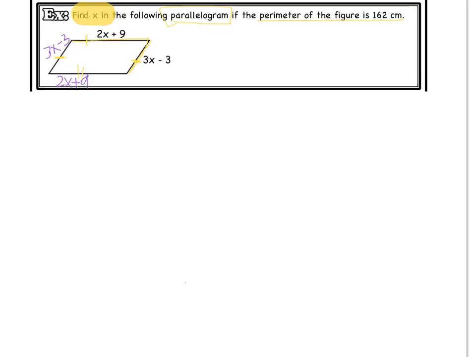Or I can use my knowledge that if there's two of these, that's the same as 2 times 2x plus 9 plus 2 times 3x minus 3, because I see there are two 2x plus 9s and there are two 3x minus 3s. So go ahead and pause the video and solve this out. So I ended up with x is 15, and my final question is, did I solve for my task? My task was to find x, and I got x is 15.